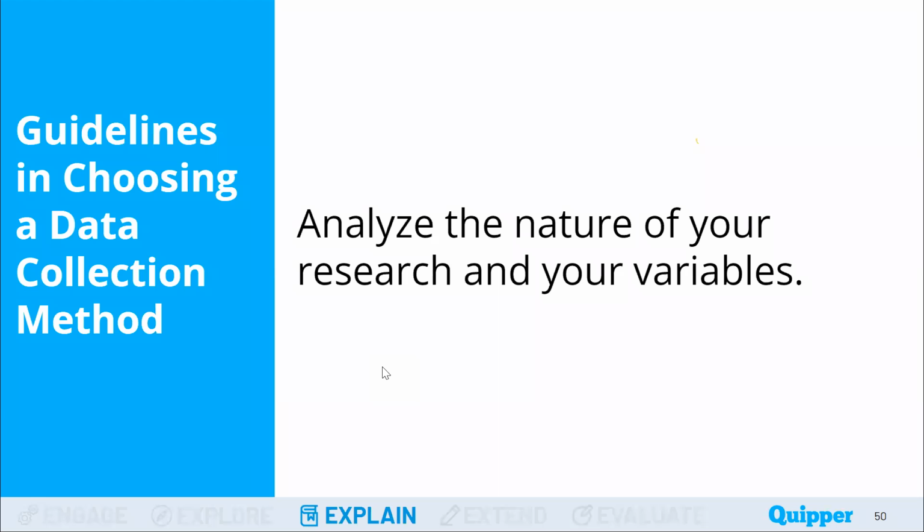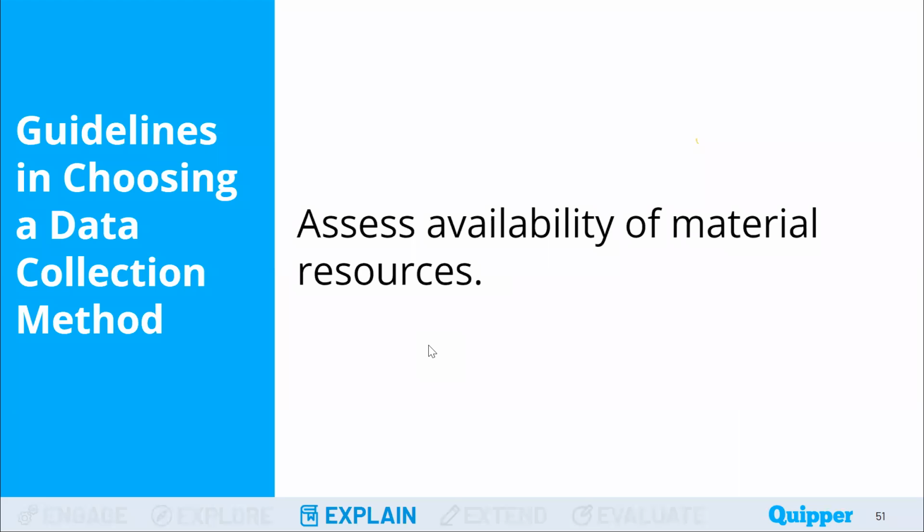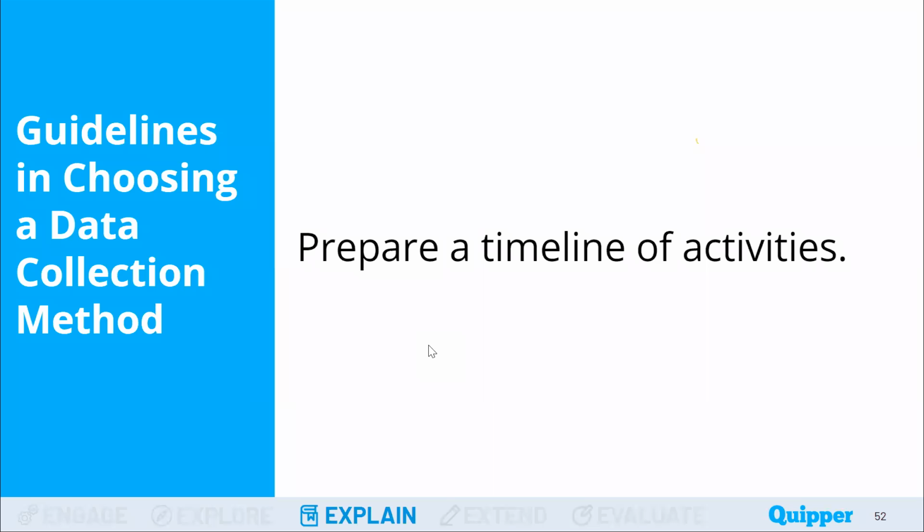Okay, next, guidelines in choosing a data collection method. Analyze the nature of your research and your variables. Assess availability of material resources. Ayan, gaya nga nang sabi ko, if gagawa ka ng research, unang-una mong titignan if yung possible na results ba na kailangan mo, yung respondents ba, available ba sila, and madali bang i-access, or else kayo yung mahihirapan. Prepare a timeline of the activities, kahit Gantt chart, pwede kayong gumamit nun.